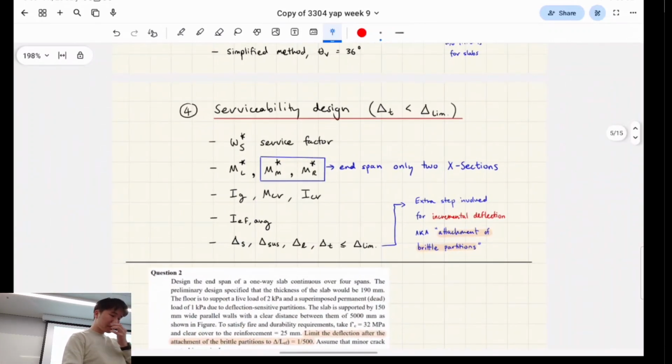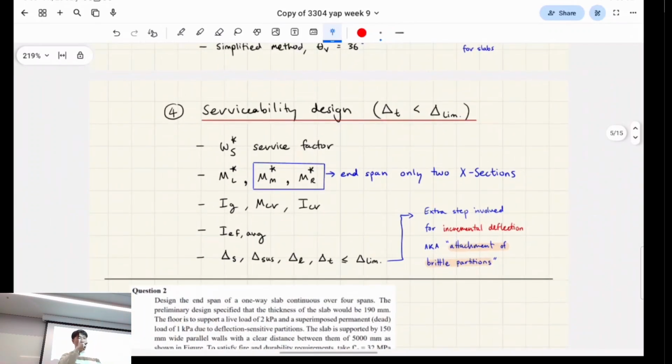And then serviceability design, we're going to do it for an end span in the question. And then we're also going to deal with something which I didn't really cover last time, which is the attachment of brittle partitions. So this is an extra step on top of what I discussed last week. Any questions so far?